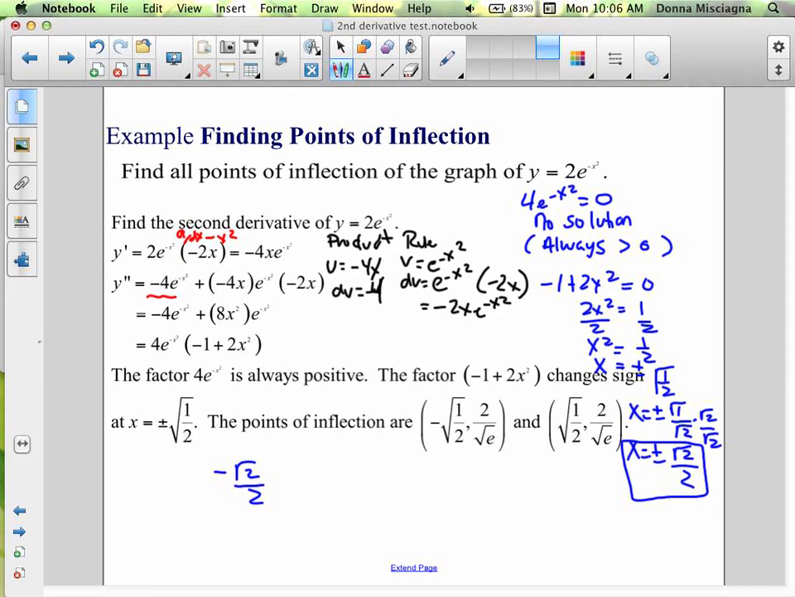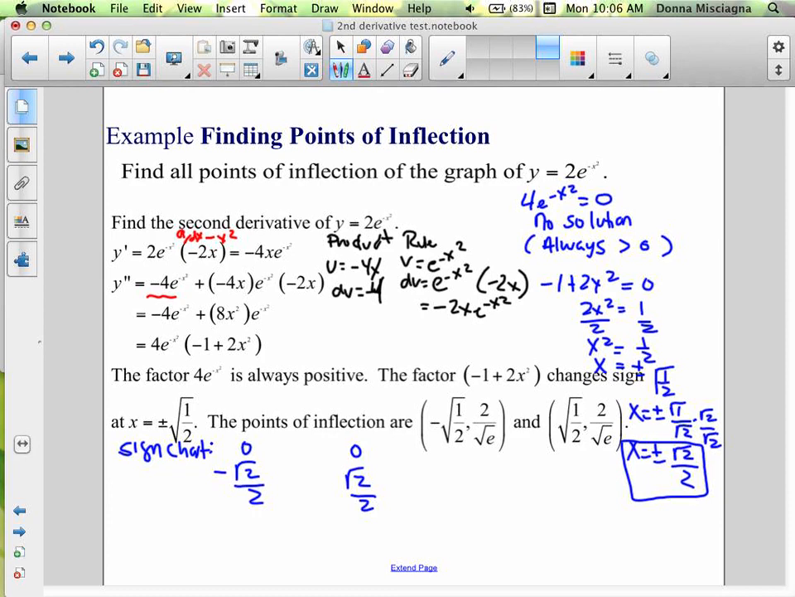So here's our sign chart. By the way, add all the writing parts to your notes. That one is 0, because that was a 0. And then we have square root of 2 over 2, and that was a 0. And we have to check values in between.